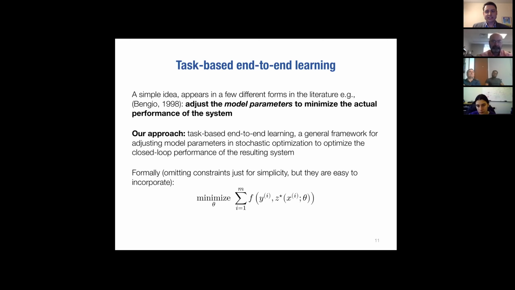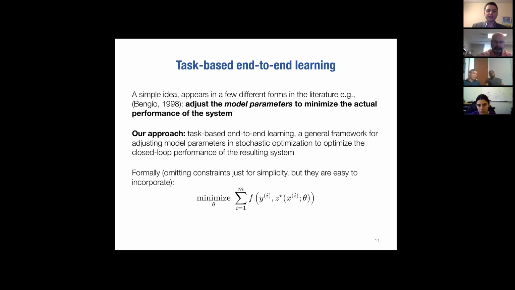And this is essentially a framework for adjusting the model parameters in stochastic programming, or stochastic optimization more generally, to optimize not the log likelihood of our model, but the closed loop performance of the resulting system. So when I use that model to make my decisions in a stochastic programming setting, how well do they actually work? That's what we're going to try to optimize.